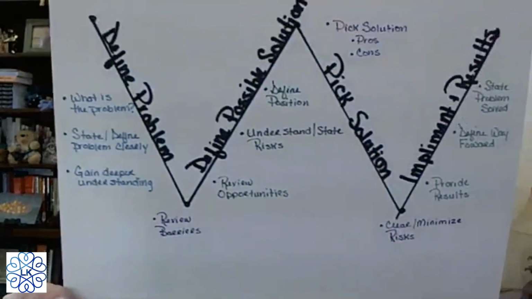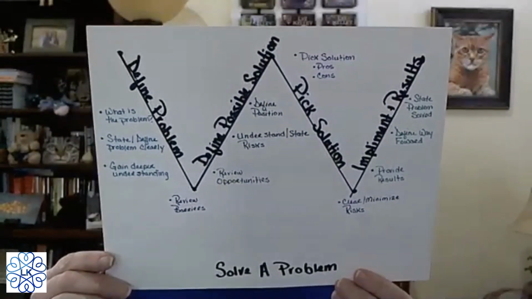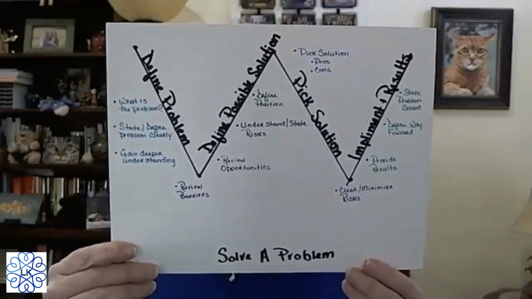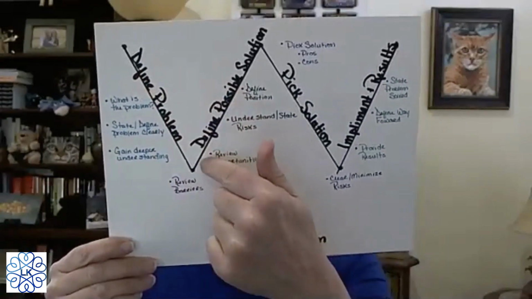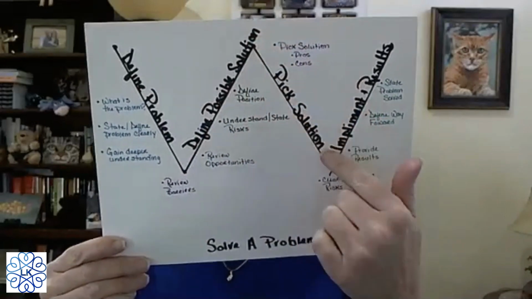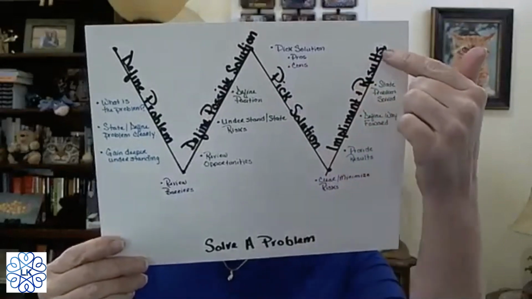Today I thought I would review the Solve a Problem structure for a nonfiction book. This is basically the outline that you would take the reader on as if you were solving a problem. And I've created a visual. Hopefully, if I move that back a little bit, you can actually see this structure. It's define your problem, define possible solutions, pick a solution, and implement and results.